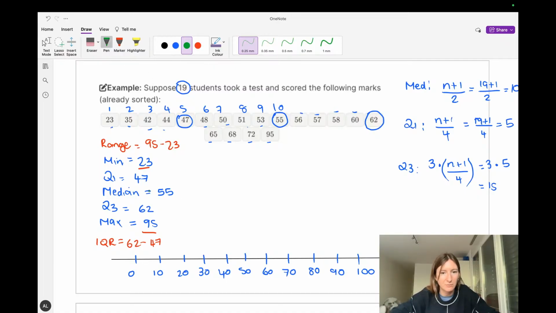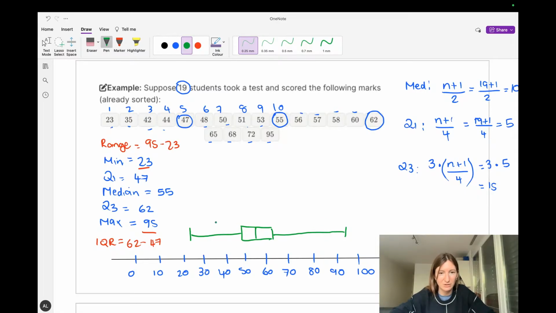Right, let's plot it. So 23 here, it doesn't have to be super accurate. That's like 25, so let's put 23 there. 47 somewhere here, 55 there, 62 here, and 95 here. All right, join up our box. Okay, so it's a little more towards this side than this side. So that suggests that it is.